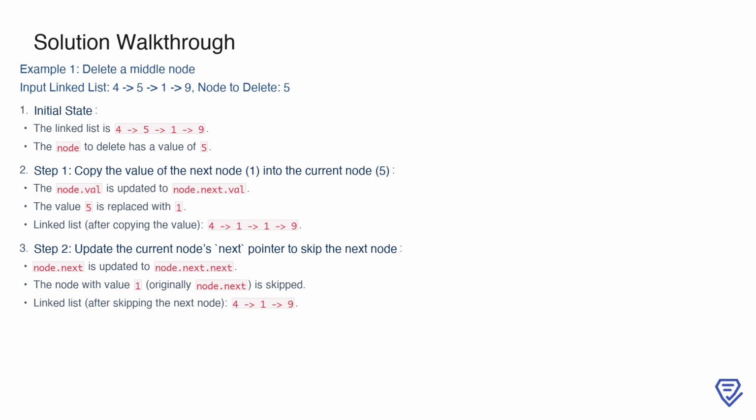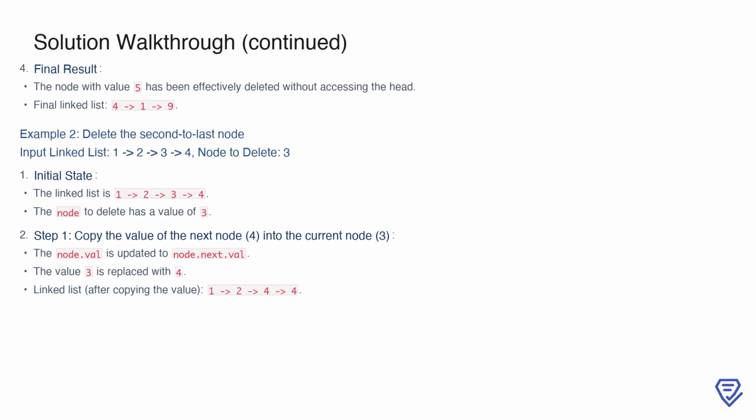Next, we update the current node's next pointer to skip over the next node entirely. By doing this, the second occurrence of the value 1 is removed, resulting in the updated linked list, 4-1-9. The node with the value 5 has now been effectively deleted from the linked list, and we've achieved this without needing access to the head of the list. The final linked list is 4-1-9.